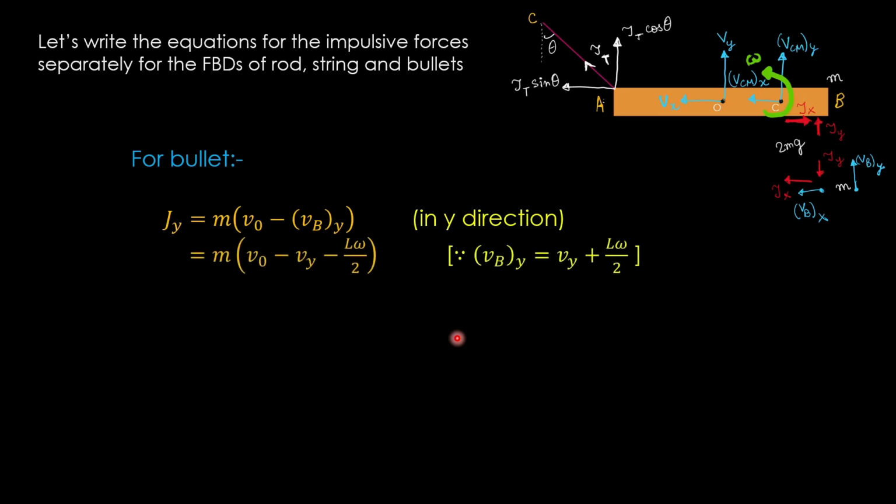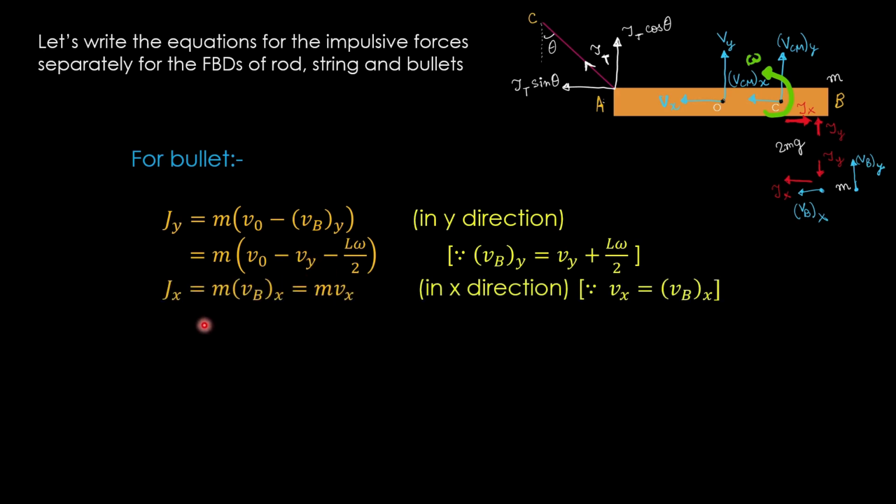Similarly, for bullet, you can see that in the y direction, the impulse was jy, which is opposite to the direction of change of the velocity, because initially it was v naught in this direction, then finally it became vby for the bullet. So what should have been the change in momentum should have been final minus initial, but here it is initial minus final because jy is in opposite direction, so the negative sign has been compensated here. So you put the value of vby and then you get jy as this.